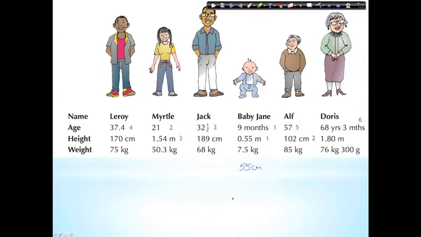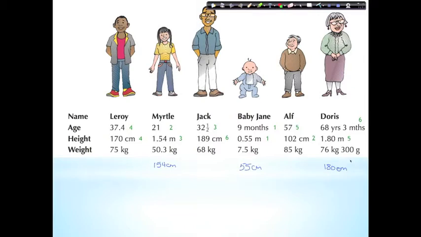Next one is 1.54 metres. And again, converting that into centimetres, we just multiply it by 100. So it's going to be 154 centimetres. The next tallest is going to be Leroy at 170 centimetres. Then Doris at 1.8 metres, so multiplying that by 100, that is just 180 centimetres. And then we have Jack at 189 centimetres.